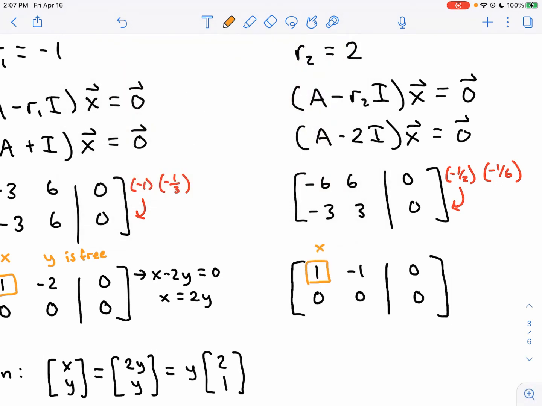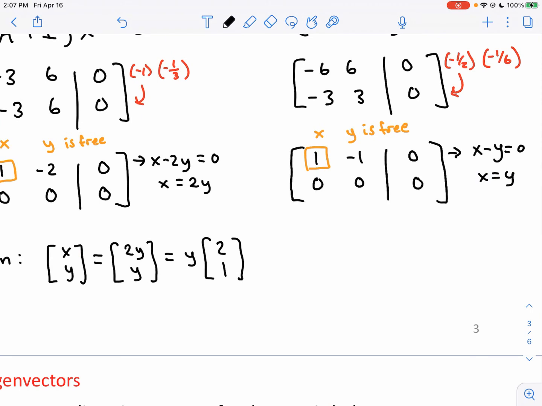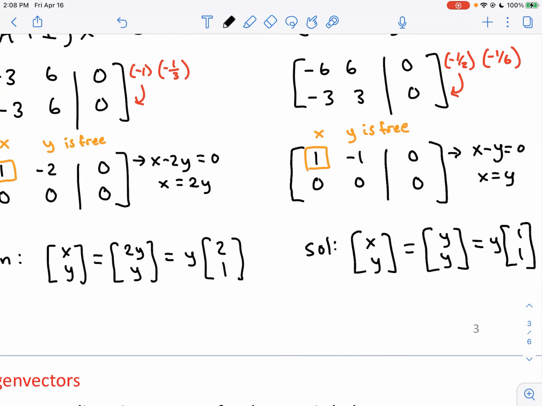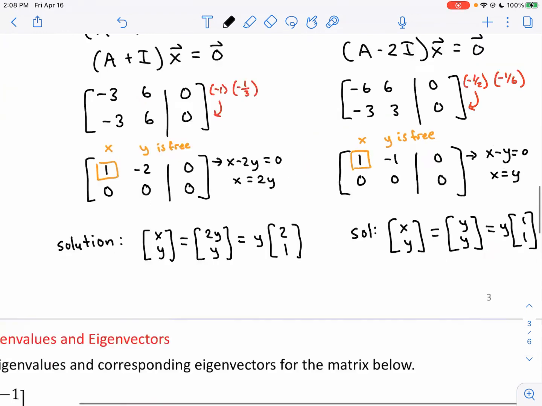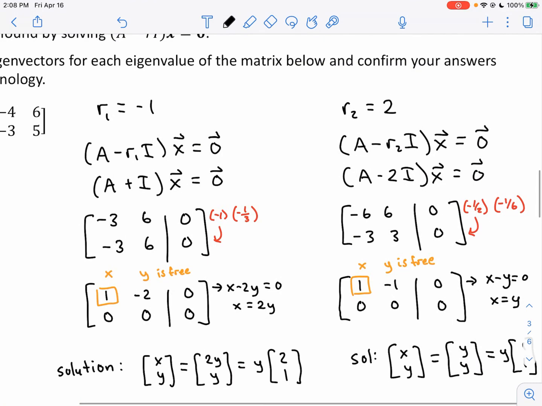It's in the x position, so once again we're going to say y is free, and turn that top row into an equation again, and it would read x minus y is equal to 0. In other words, x and y have to be the same. So our solution in this case will be of the form (x, y), where x has to also be y, and y is free, so you can factor the y out. And all multiples of (1, 1) will be an eigenvector that corresponds to an eigenvalue of 2.